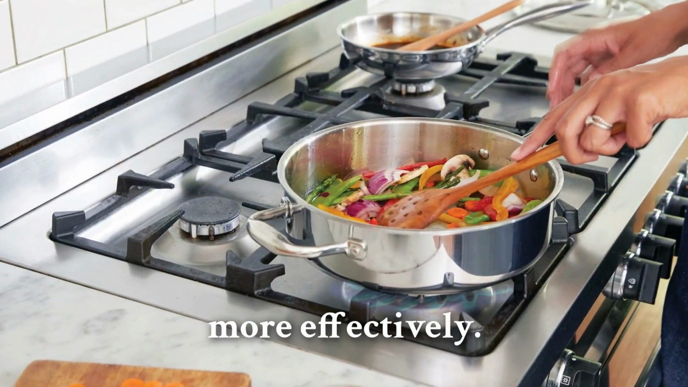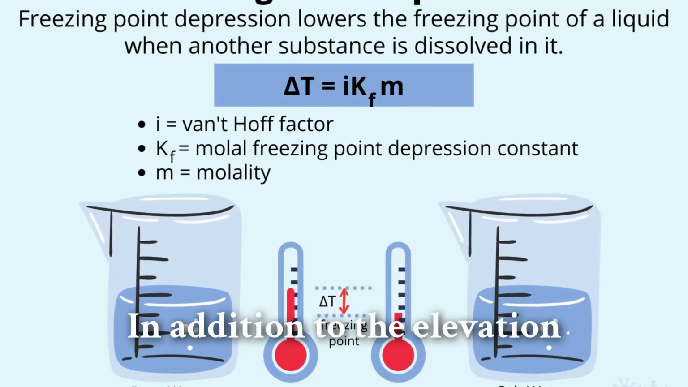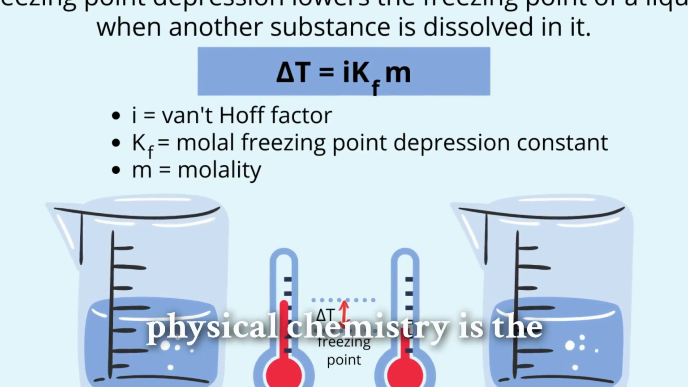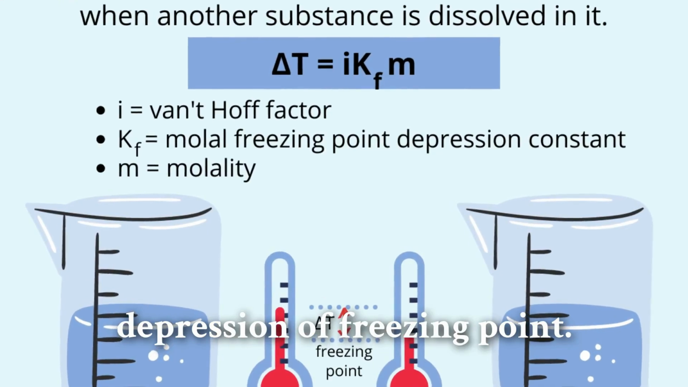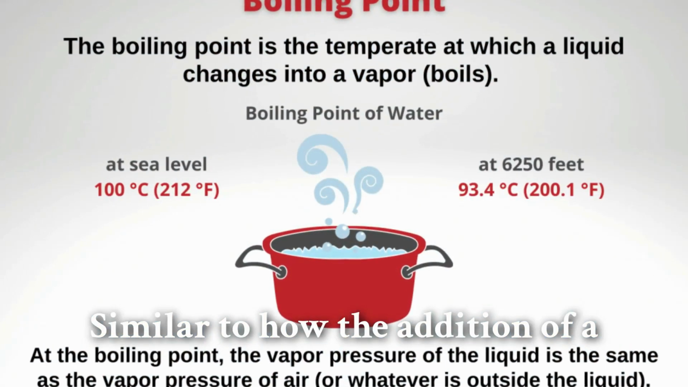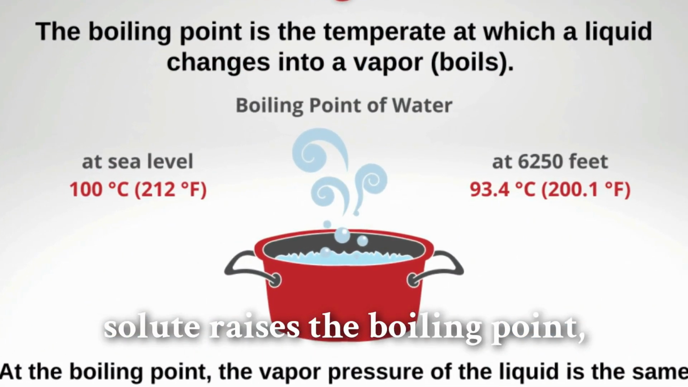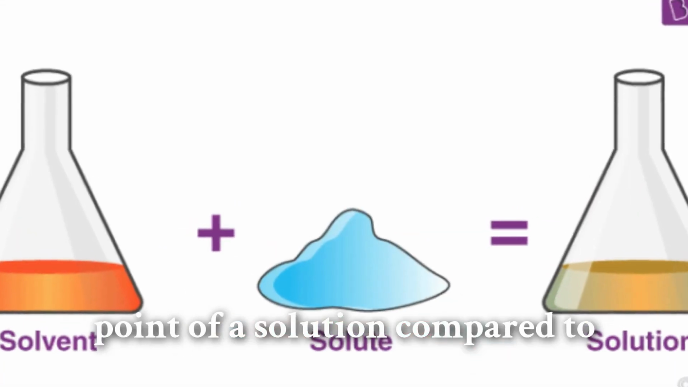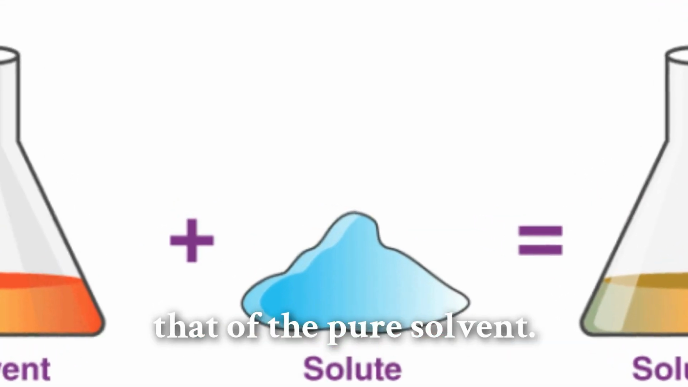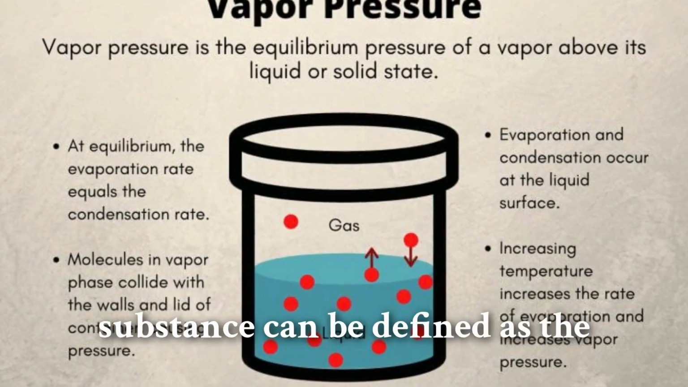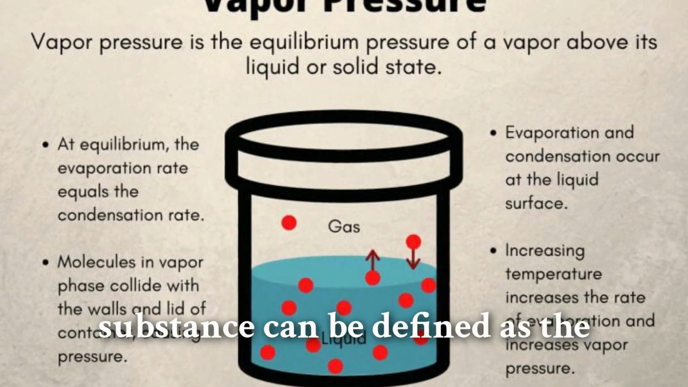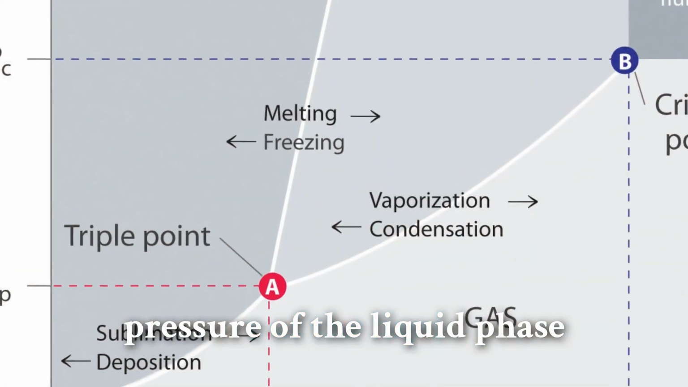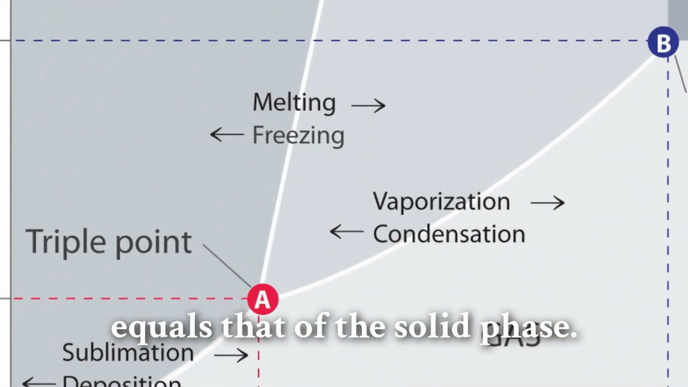to cook more effectively. In addition to the elevation of boiling point, another important concept in physical chemistry is the depression of freezing point. Similar to how the addition of a solute raises the boiling point, it also lowers the freezing point of a solution compared to that of the pure solvent. The freezing point of a substance can be defined as the temperature at which the vapor pressure of the liquid phase equals that of the solid phase.